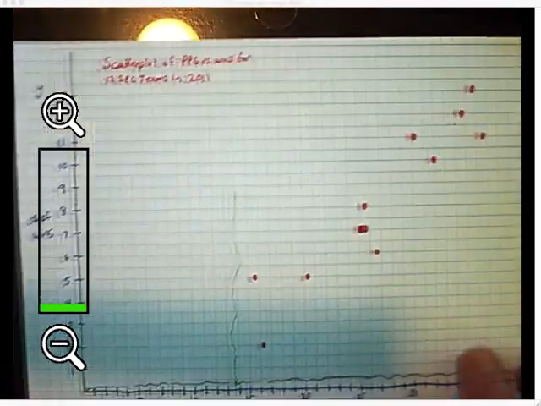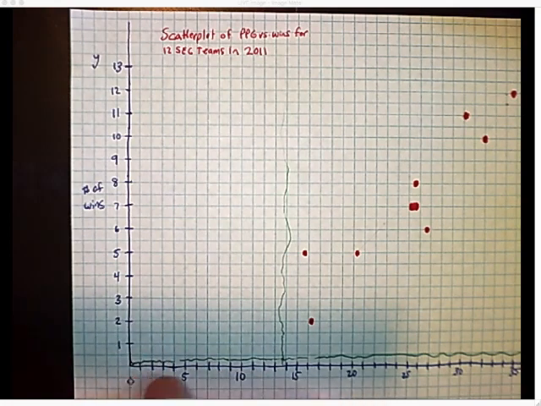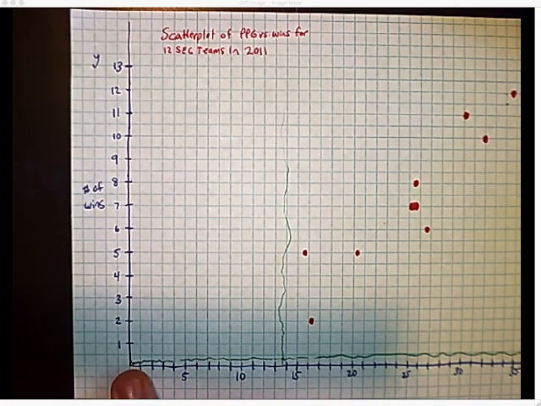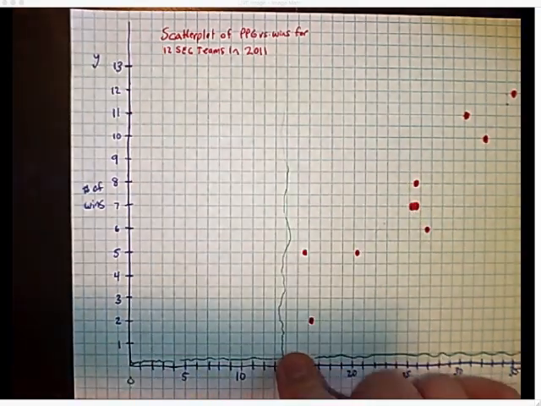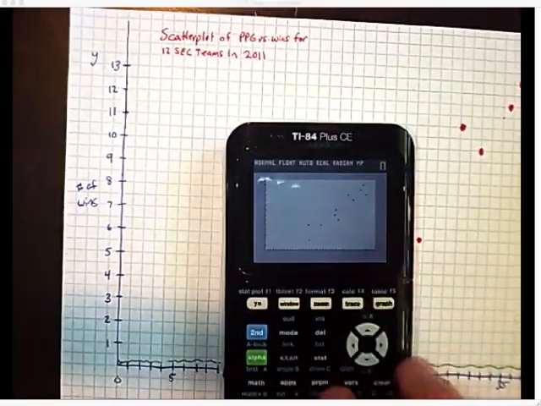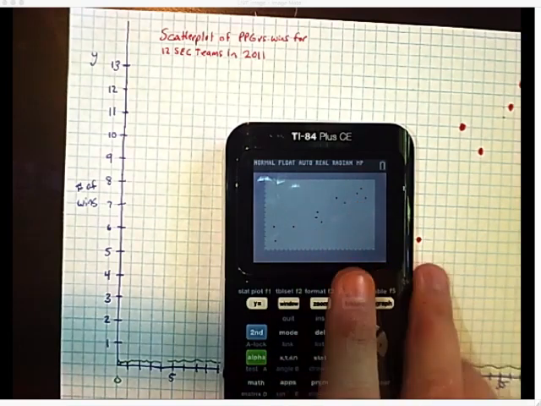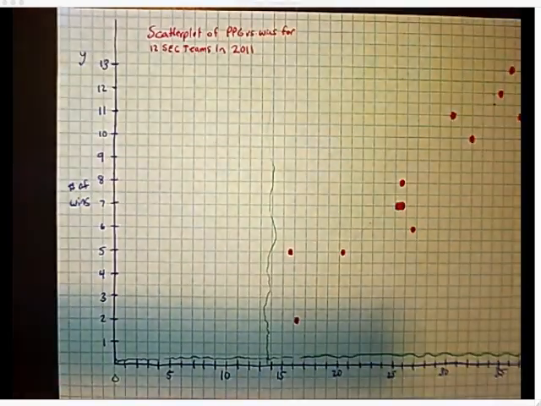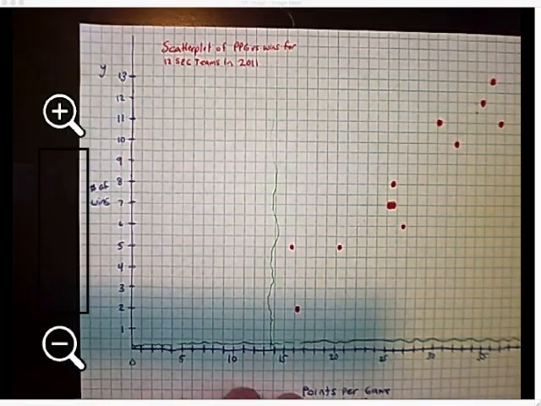Personally, I think when you do it by hand, it's important to leave space. I like to start at 0 along the X and along the Y. I don't like to skip. But if you do a zoom 9 again, zoom stat, it's going to take away the dead space. Okay, so that's how you do a scatter plot by hand and on the calculator.